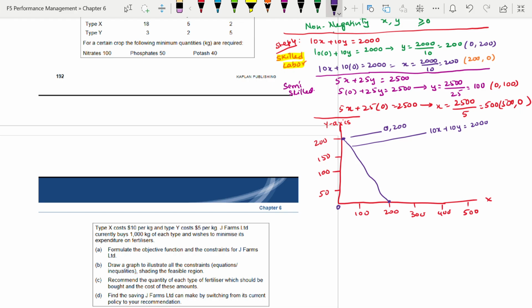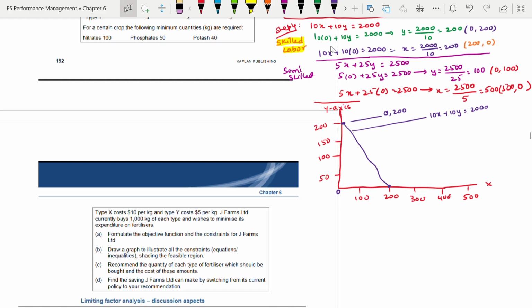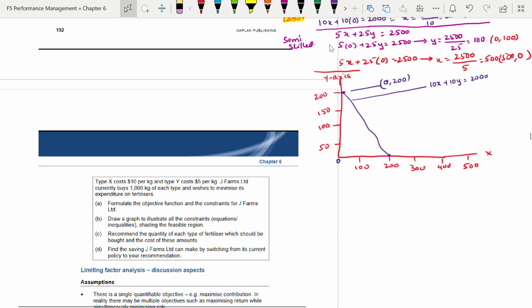10x plus 10y is equal to 2. Here it is, I will put it there. Is it right? See the 0 and 200. This is 200 and 0. Is it 200 and 0?